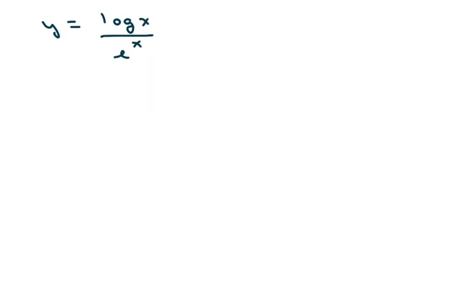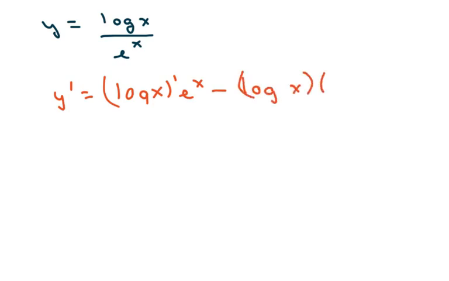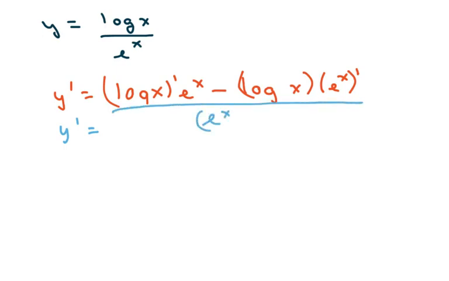It's very similar. This one we're going to use the quotient rule on. So we're going to take the derivative of our numerator times our denominator, minus our numerator times the derivative of the denominator. So when you clean this up, the derivative of log of x is 1 over x. Oh, and this is all over, sorry about that. This is all over e to the x squared. All right, I always forget that.